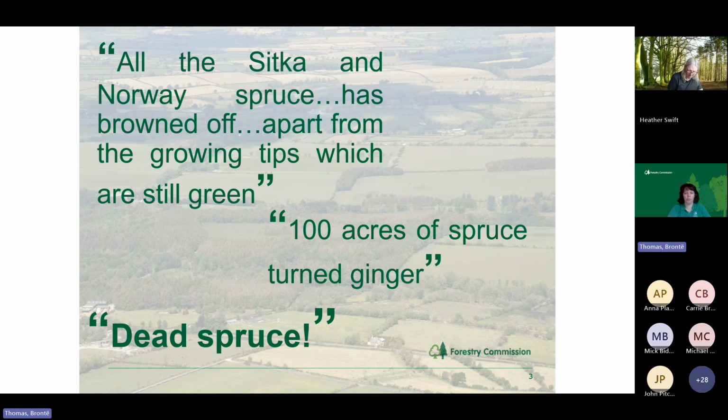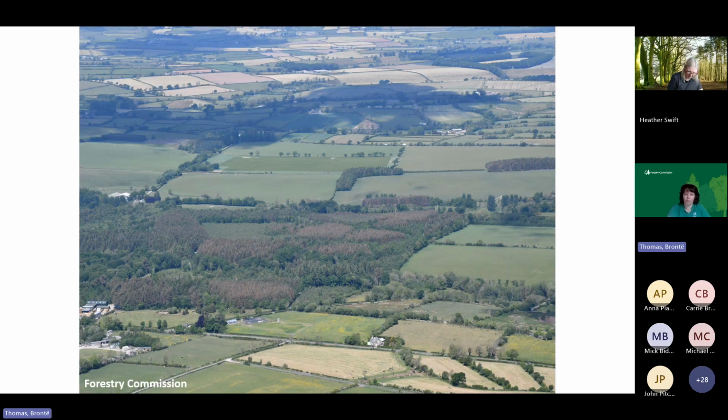So I had lots of these reports, and all those comments have been reflected in our aerial surveillance. This is a photo from our flight across the northwest at the end of May, so last month. And you can see that spruce far off in the distance, looking unusually brown, reflecting those comments that people shared with us.